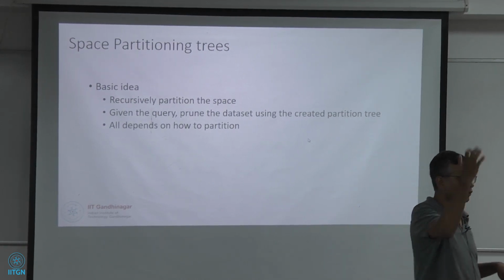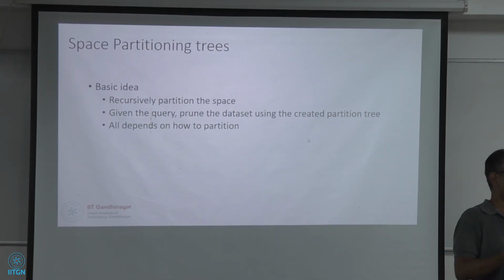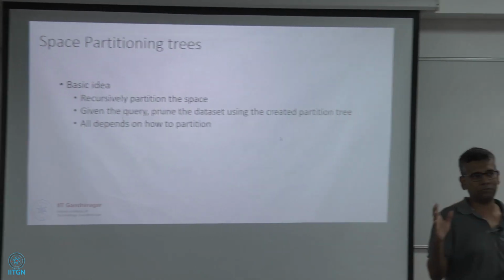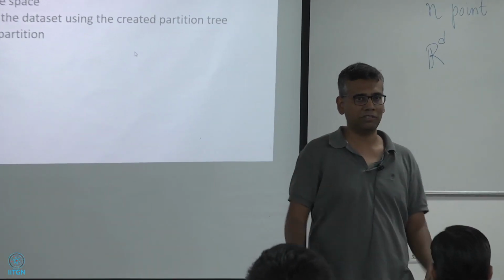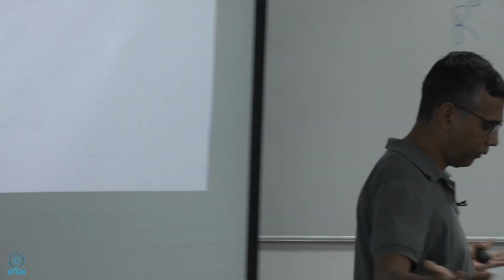I create the root node to be the partition. Points on the left of the partition go to the left of the tree, points on the right of the partition go to the right of the tree. And now I keep on doing this. So basically I have the entire tree, and maybe the points are the leaves.